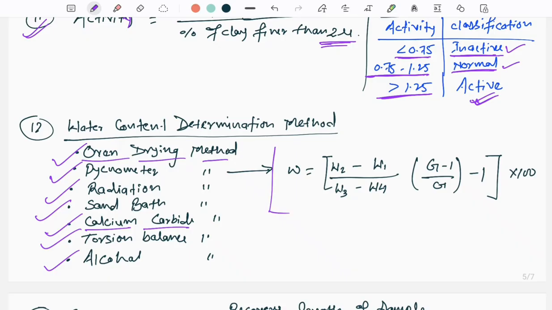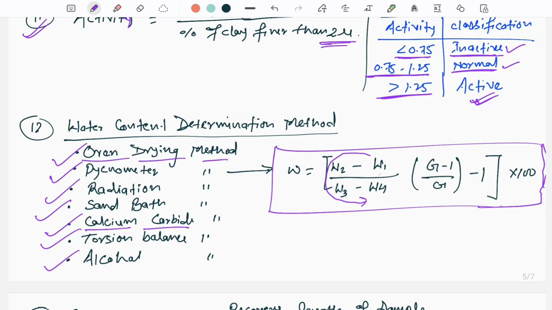For the pycnometer method, there is a formula. It is determined experimentally: W1 minus W2, W3 minus W4, into G minus 1 by G minus 1, into 100. Here W1, W2, W3 and W4 are the weights in different conditions: soil plus container, only soil, and soil plus container plus water. So these are the 4 weights.